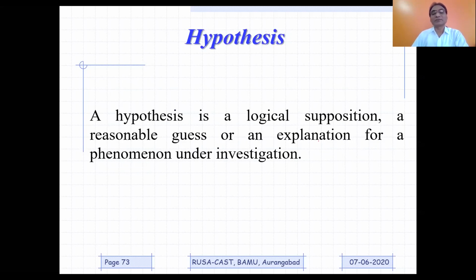This is one more definition of hypothesis. A hypothesis is a logical supposition or reasonable guess or an explanation for a phenomenon under investigation. Whatever work you are doing, after you propose it, you will make some assumption, some prediction, and that prediction is nothing but your hypothesis.